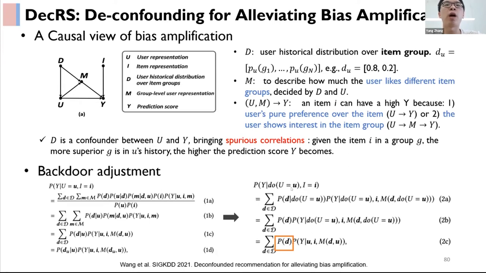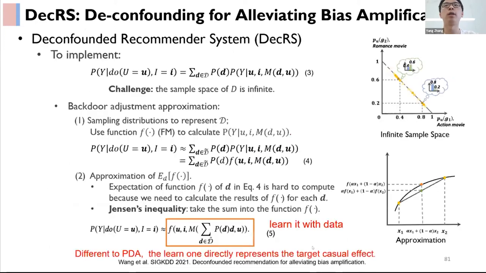Also, according to the backdoor adjustment, they identify the target causal effect in this form, which is the weighted sum of conditional probabilities P(Y given U, I and M) over the distribution of D. But to estimate the target causal effect, there is a big challenge. The sample space of D is infinite, making the target hard to compute. They propose to approximately compute it.